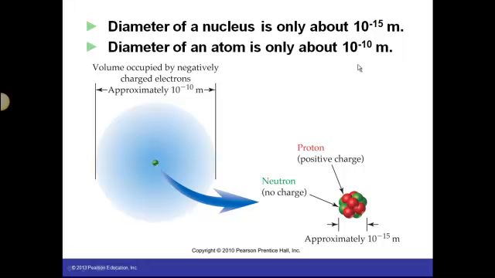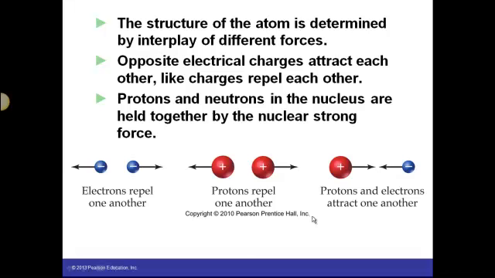And you can see that most of the space in the atom is empty space where the electrons are going to be spinning around the atom. So the structure of the atom is determined by the interplay of these different forces. We already said that opposite charges attract each other and like charges repel each other. So protons are going to repel one another because they're both positively charged. Electrons are going to repel each other because they're both negatively charged. And these are important relationships when we start thinking about how atoms interact with each other. The protons and the electrons are going to attract one another.